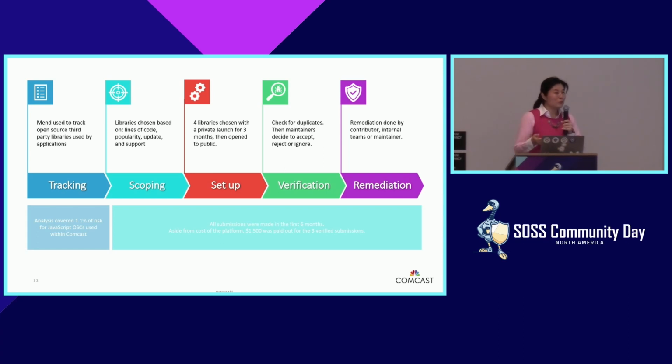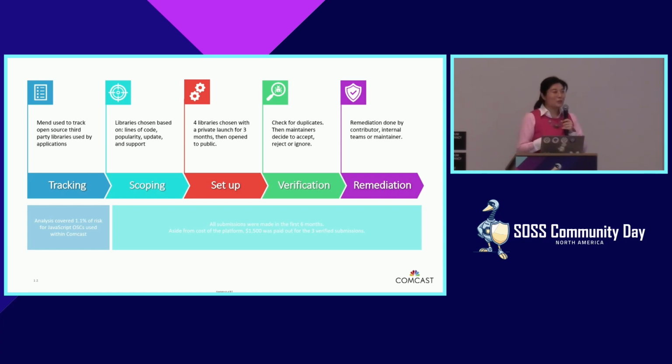So if you do it for 3 to 6 months, that gives you a pretty reasonable, comprehensive security analysis, or at least a surface look at the open source library. And even though it's only 4 libraries, it covered 1.1% of risk for JavaScript open source used within Comcast. So we found that the open source community is pretty responsive, and we got pretty good results.